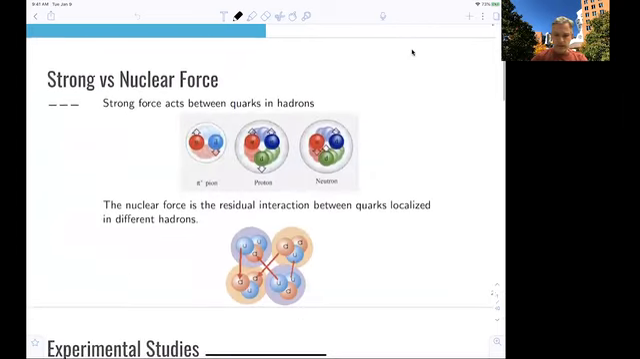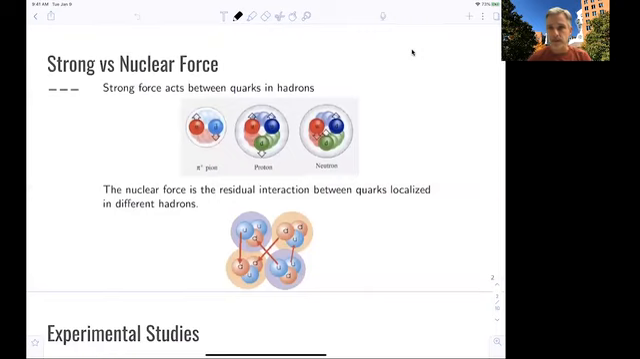If you remember, in the first weeks and months of this lecture, we discussed various interactions between elementary particles. We saw the electromagnetic interaction, the weak interaction, and the strong interaction. But there was no discussion of the nuclear interaction or the nuclear force. Now, what is this? We have seen that the strong force acts between quarks in hadrons.